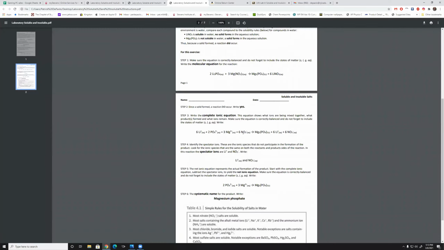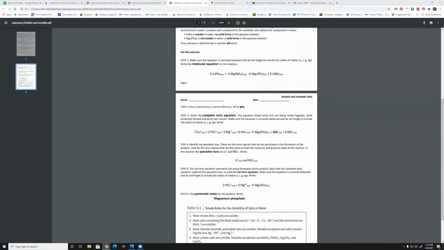And you would see that reaction would cause the formation of solid crystals of magnesium phosphate, and those 6 lithiums will keep bouncing around with the 6 nitrates, and they're not bonding to each other because they're all soluble. So that's the purpose of the complete ionic equation, to write the representation of the mixture in the water in terms of its ions. It's soluble versus insoluble ions.